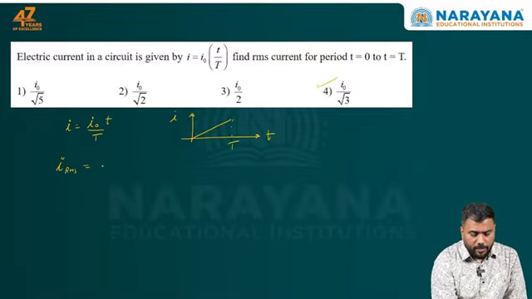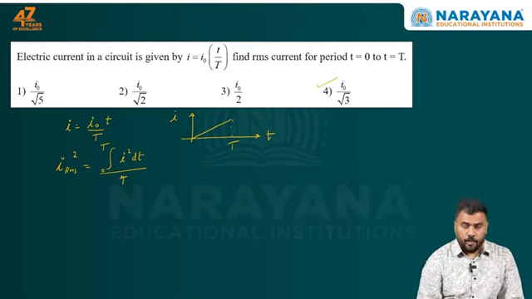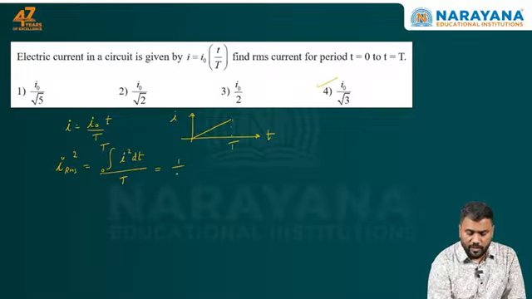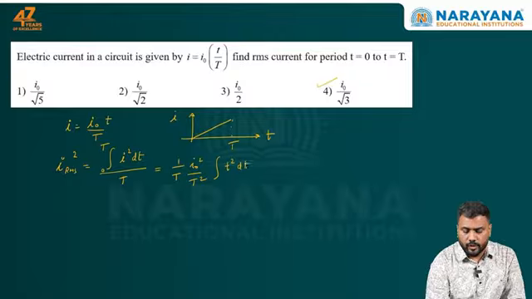I RMS squared is the integration of the given current squared dt from 0 to the time interval given, divided by T. So I am taking the average of the square of current and then finding the root of that. If you put the value of the current given to you, I naught squared I am taking outside, capital T squared also I am taking outside. Inside the integration you will have small t squared dt, and the integration limits are from 0 to capital T.